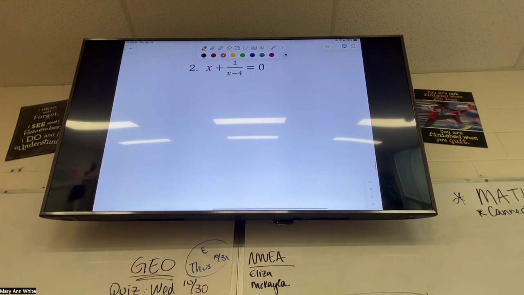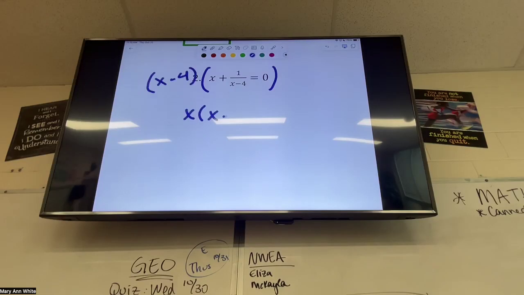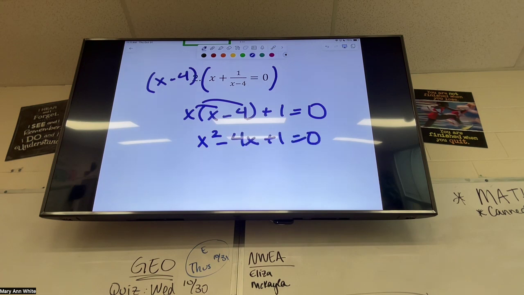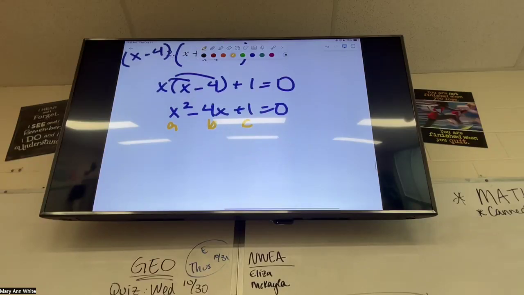What should I multiply by everything over here? X minus 4, do it. I like to be careful with my stuff, but as long as you get to this point, then you're good. We're all good. Can I factor this one? No, so what do I do? Quadratic, good. I'm gonna do it, but I'm gonna be quiet because I think you guys know how to do it too.